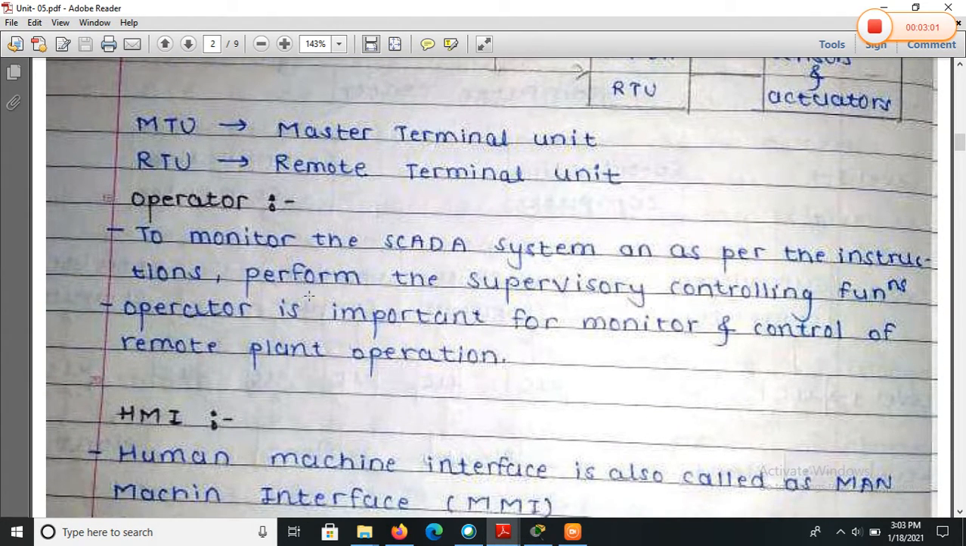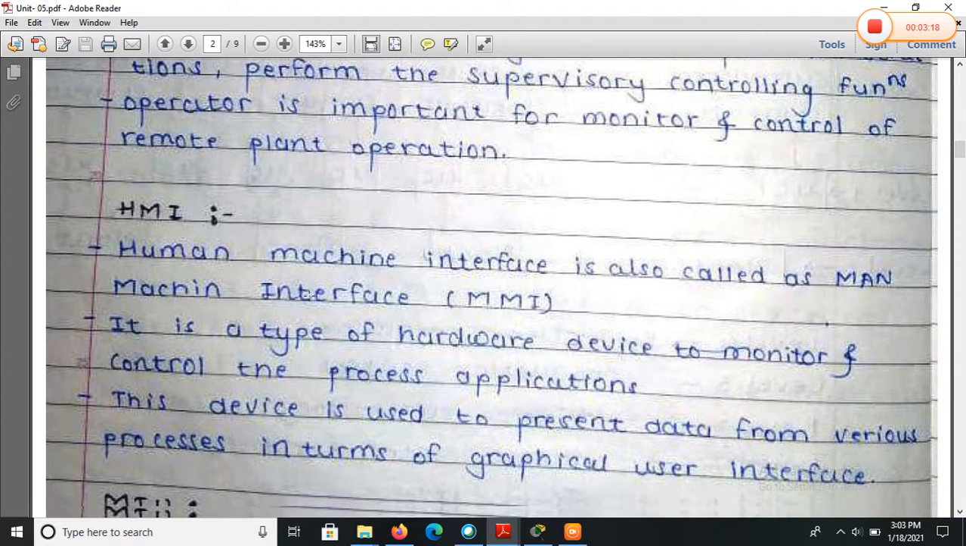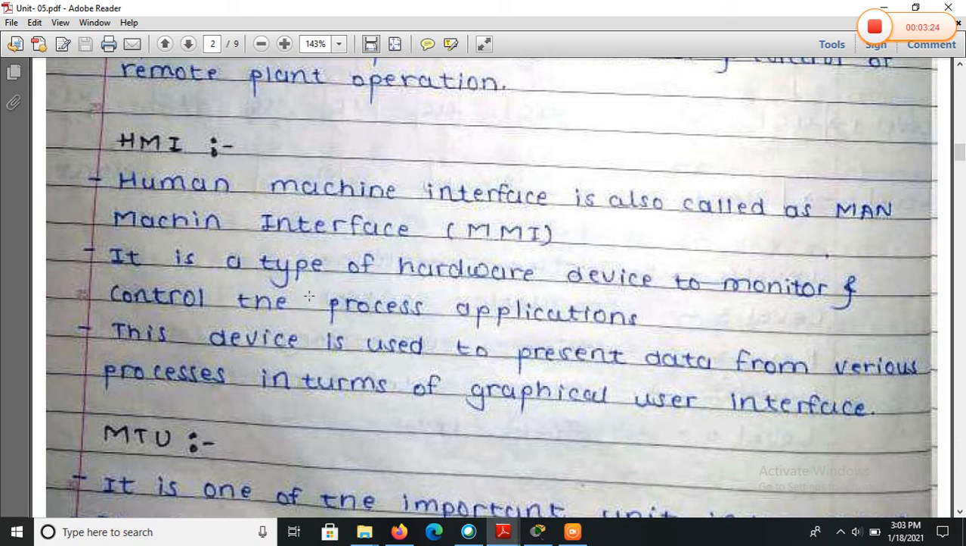The operator monitors the SCADA system and, as per the instructions, performs the supervisory control functions. The operator is important for the monitoring and control of the remote plant operation. HMI is a human machine interface, also called a man machine interface, MMI. It is a type of hardware device to monitor and control the process of application. This device is used to present data from various processes in terms of a graphical user interface. HMI presents data in the graphical user interface to the operator.